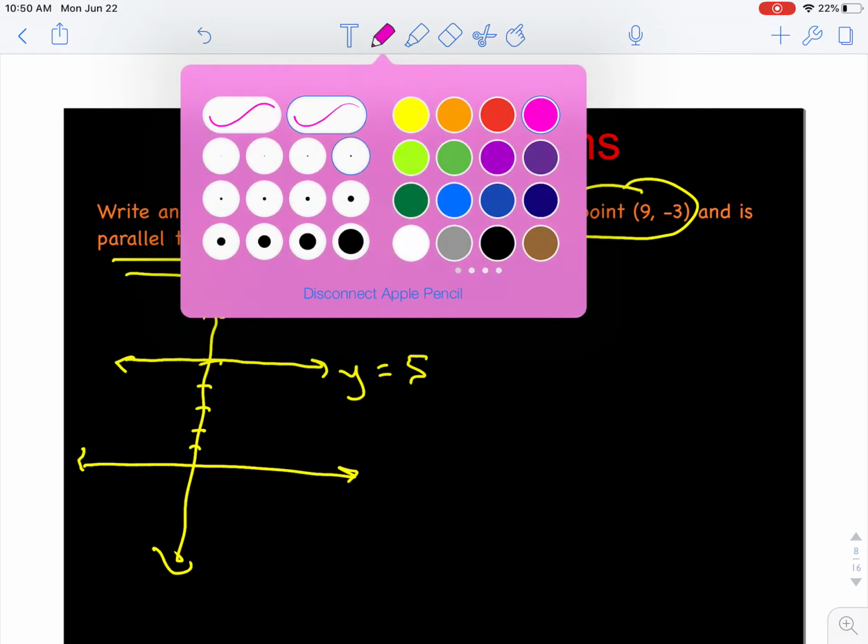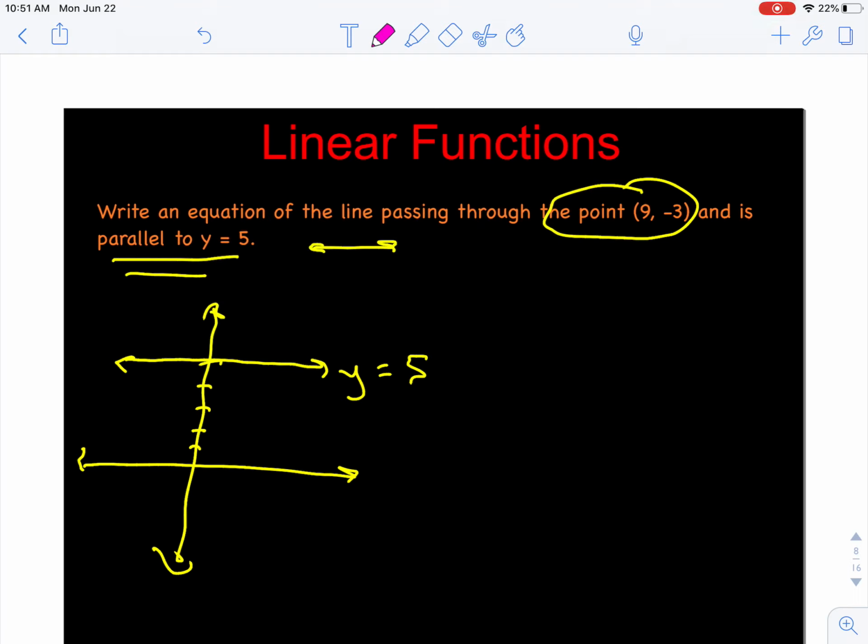But I want to write the equation of the line that's parallel to this. The slope of the given line is 0. So for the parallel line, the slope will also be 0. So we know it's also going to be another horizontal line. Well, it's going through the point 9, -3. So 1, 2, 3, 4, 5, 6, 7, 8, 9, 1, 2, 3. It's going through this point.